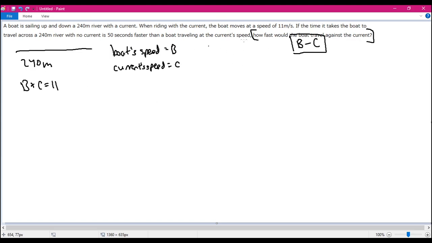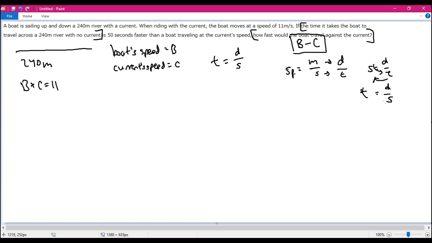The time it takes the boat to travel across a 240 meter river with no current. So this part right here, time it takes with no current. We need to use the idea that time equals distance divided by speed. And how do I know this? Well, we know that speed is written in meters per second. Meters is distance, and seconds is time. So we have S equals D over T. I move the T, and I move the S, and as we can see, T equals D over S.